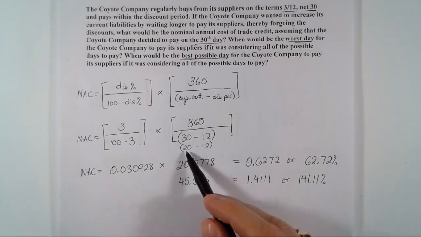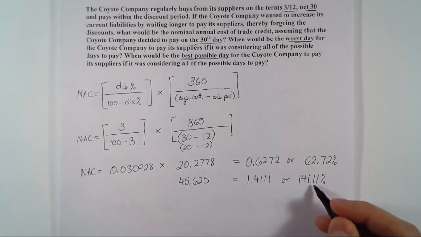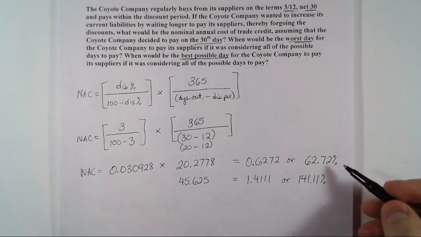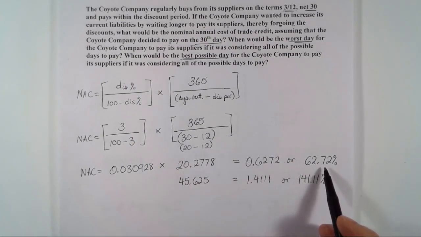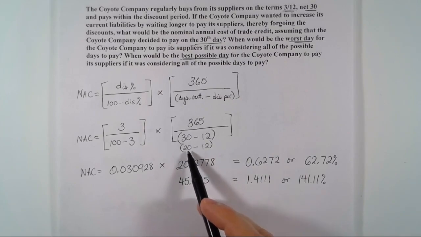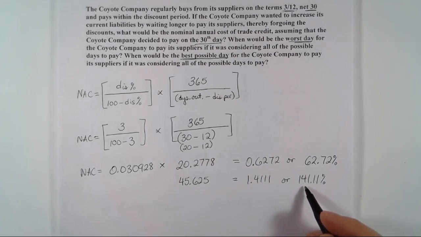So if they only got an extra 8 days for paying this penalty, on an annualized basis, paying a little over 3% every 8 days works out to approximately 141%, which is awful. So if we compare these numbers, notice that they were incurring an annual rate of approximately 63% if they paid on the 30th day, but if they waited and paid on the 20th day, they're actually incurring an annualized rate of approximately 141%, which is even worse.